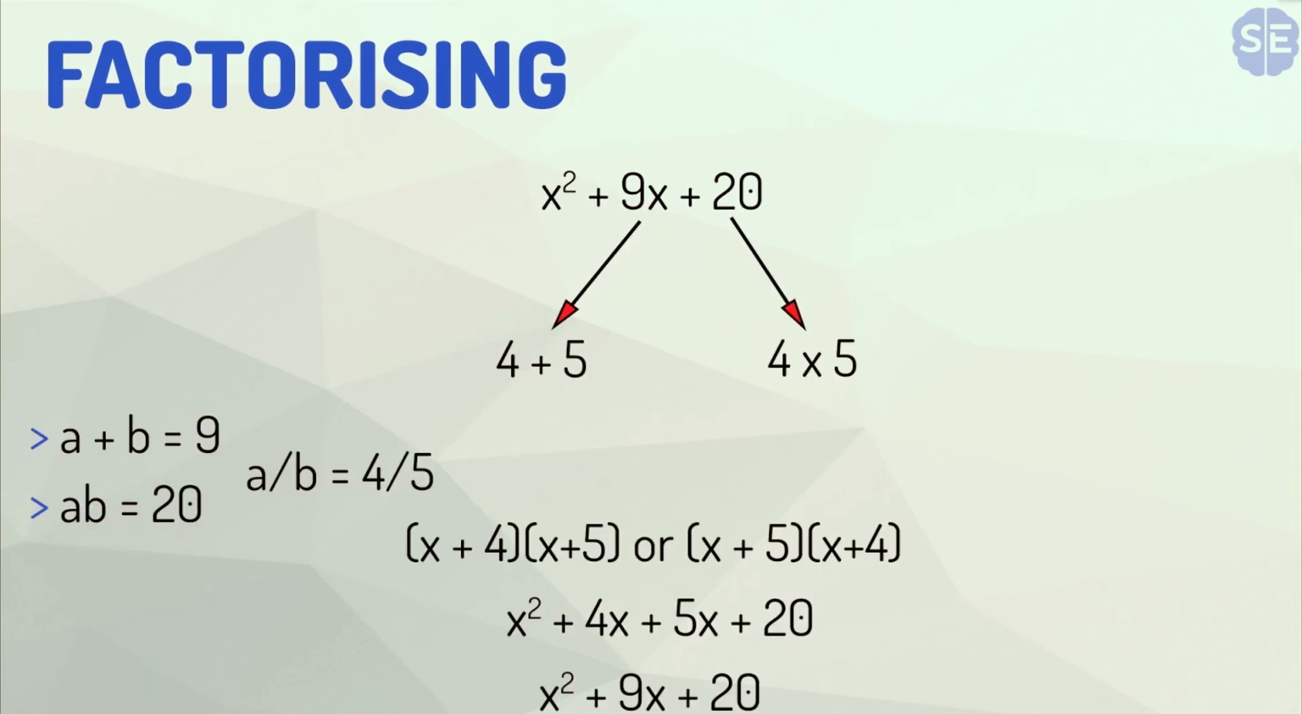For example, in the equation x squared plus 9x plus 20, 9 can be equal to 4 plus 5, whilst 20 can be equal to 4 multiplied by 5. This means that this equation fits the criteria to be factorized. Once both numbers are found, it does not matter which is a or which is b. Therefore, the factorized version can be either (x plus 4) multiplied by (x plus 5), or (x plus 5) multiplied by (x plus 4). This can be checked through expansion, and the original equation can be extrapolated.